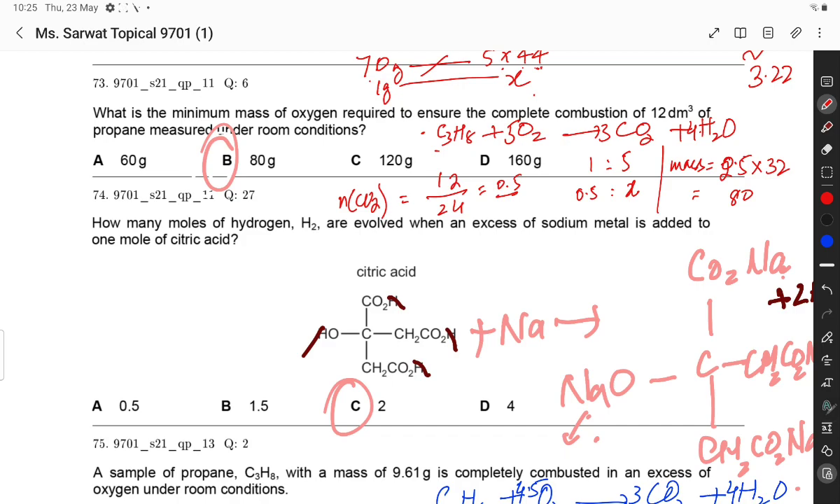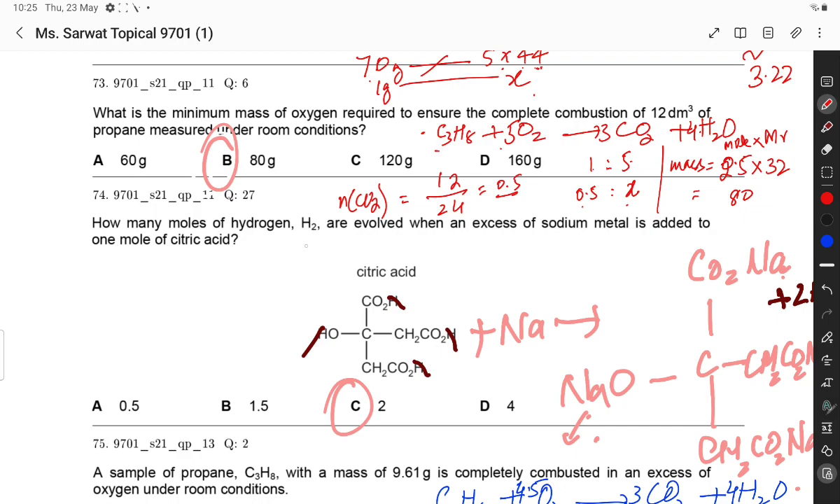So we have to calculate minimum mass of oxygen required. By using mole ratio 1:5 and 0.5:x, so we have moles of oxygen is 2.5. So mass is equal to mole into MR. MR of oxygen is 16 into 2, 32. So 2.5 into 32 is equal to 80. So 80 gram of oxygen is required to burn propane.